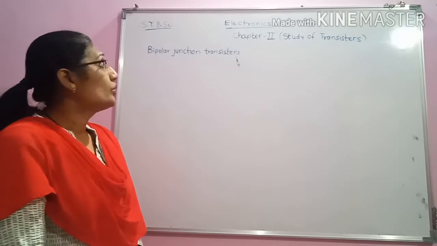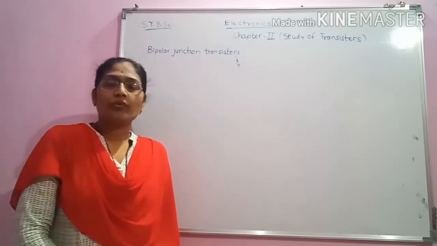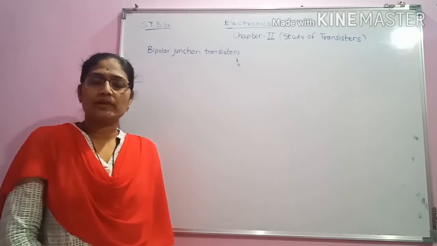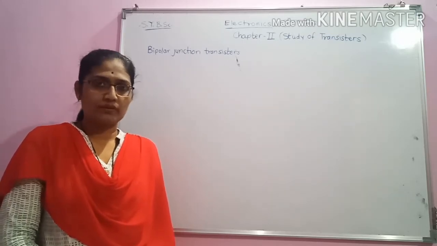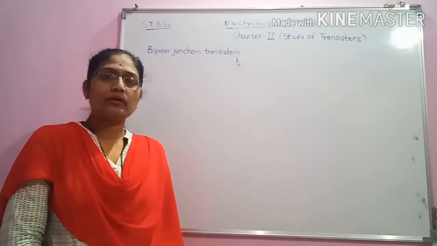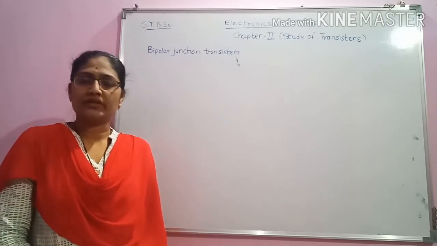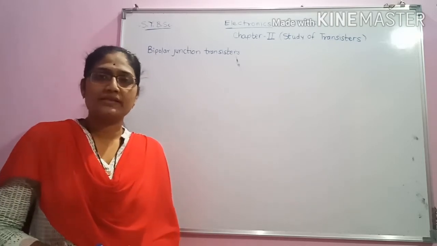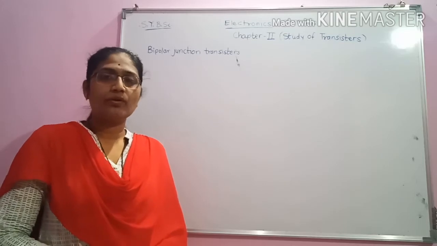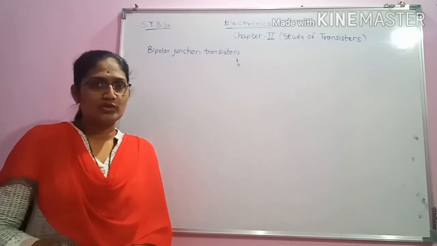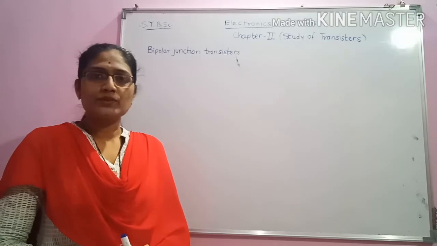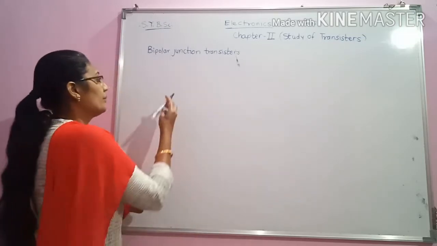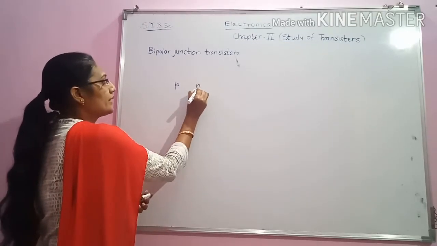First of all, we will understand what a semiconductor is. These transistors are electrical components which are made up of semiconductors. We know that semiconductors are materials whose electrical conductivity lies in between the conductivity of conductors and insulators. And there are two types of semiconductors: P-type semiconductors and N-type semiconductors.